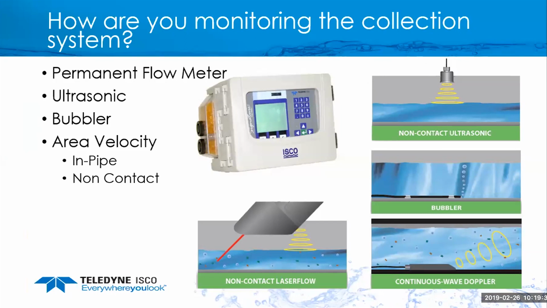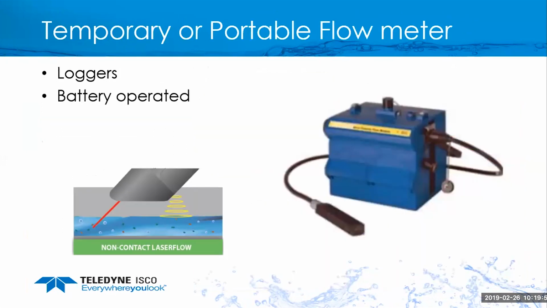So how are we going to monitor the collection system? You could use a permanent flow meter, such as the Signature meter with an ultrasonic or a bubbler. Or if you don't have a primary device, you can use the area velocity sensors, the 350 area velocity or 2150 area velocity sensors, and the non-contact laser. For portable applications, you'd want to use a logger, which would be battery operated or possibly solar powered.